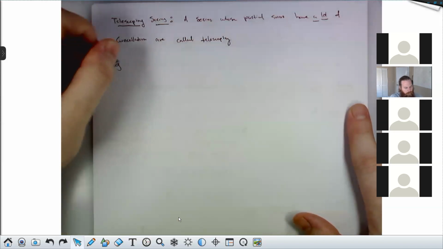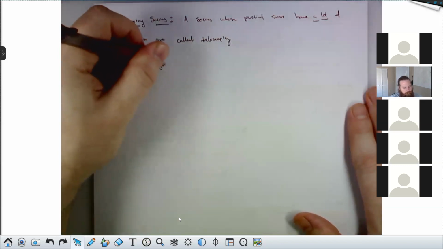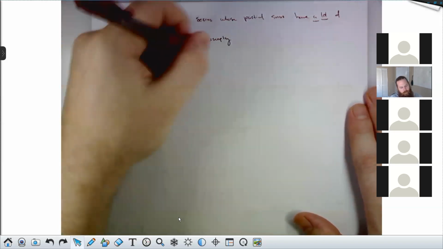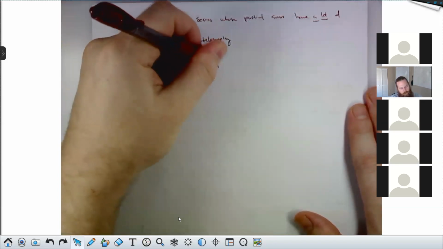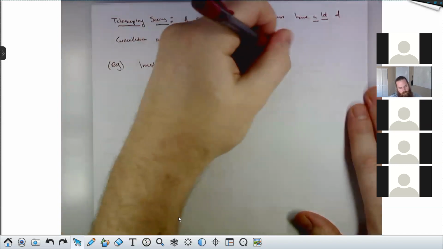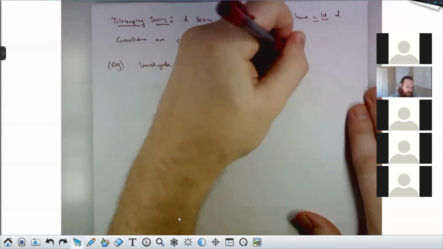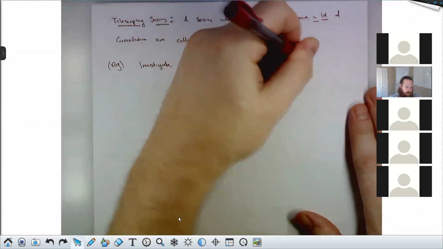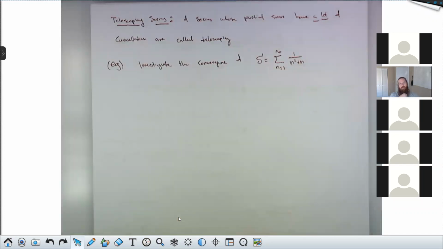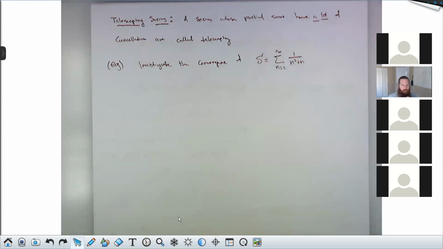So the best way to learn about these things is through examples. Let's investigate the convergence of the series S equals sigma n from 1 to infinity 1 over n squared plus n. Definitely not geometric, right? The terms here are not like some constant to the n. No way.